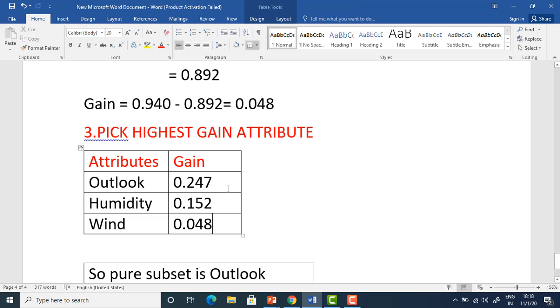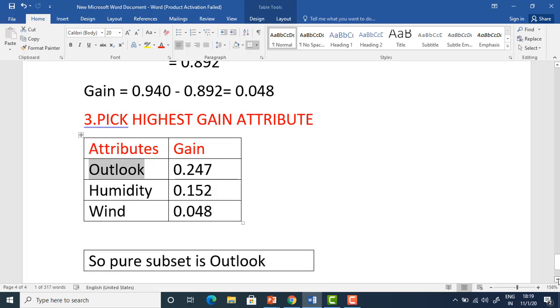If you observe this table, which attribute is having the highest gain? Outlook is having the highest gain. So outlook will be the pure subset for this particular problem. It will act as the root node for this problem. Okay friends, so the pure subset is outlook.